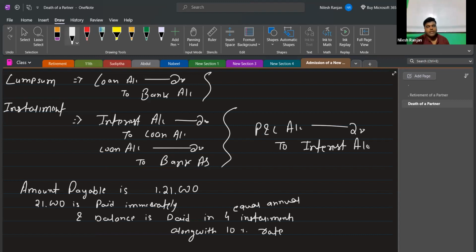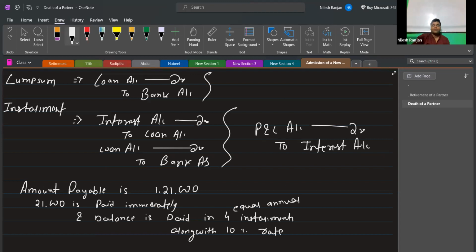Because interest is a nominal account. I didn't understand. Interest is a nominal account. Is that clear? So interest is a nominal account. If you remember the concept in journal entry, any nominal account balance is not carried forward to the next year. You seem confused.